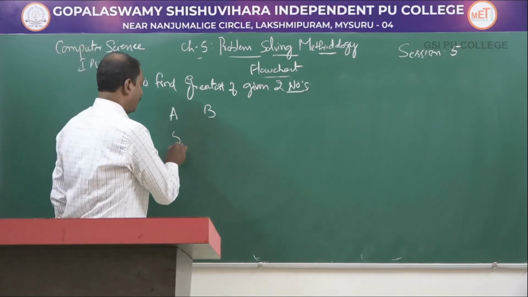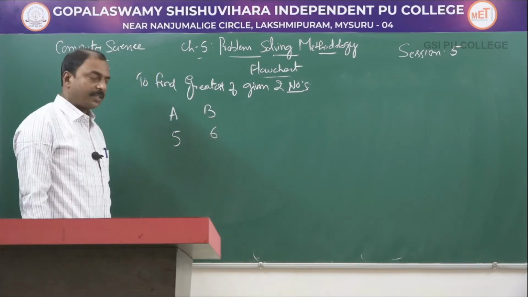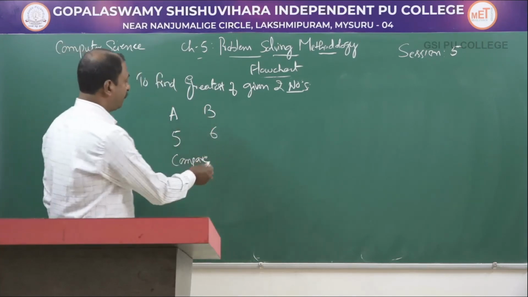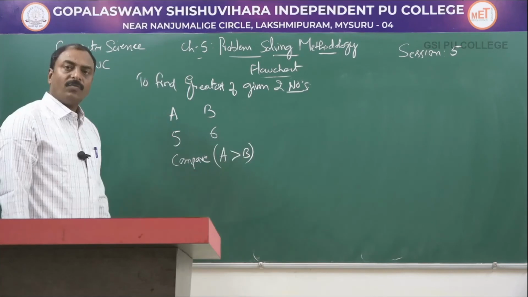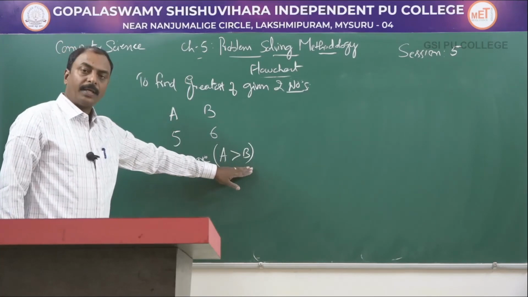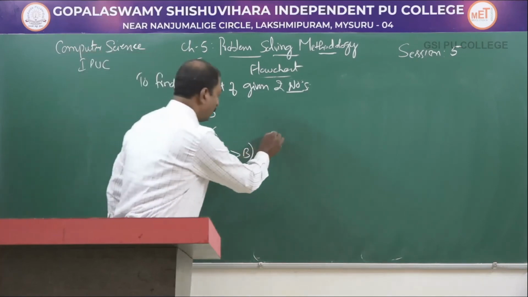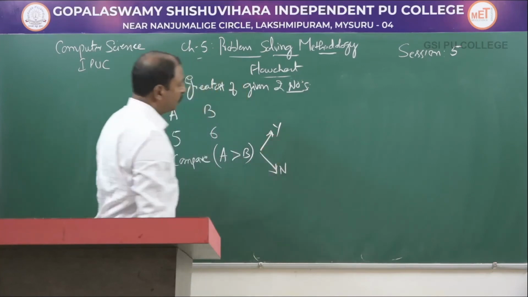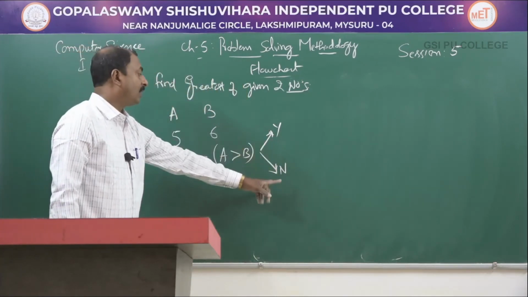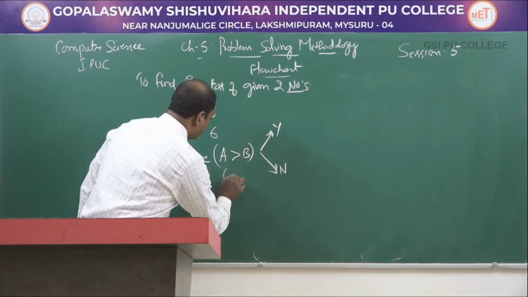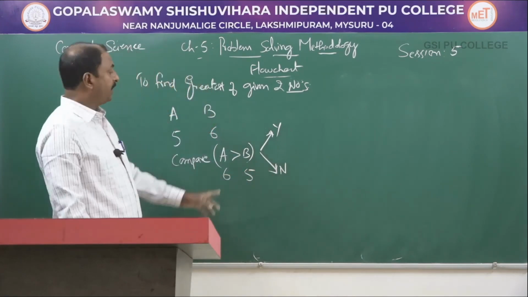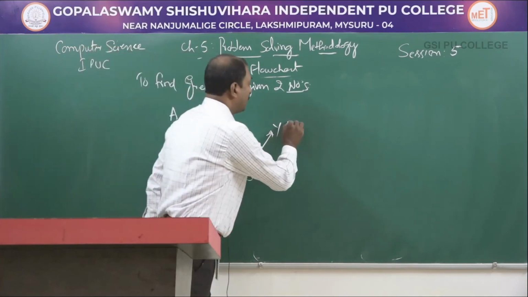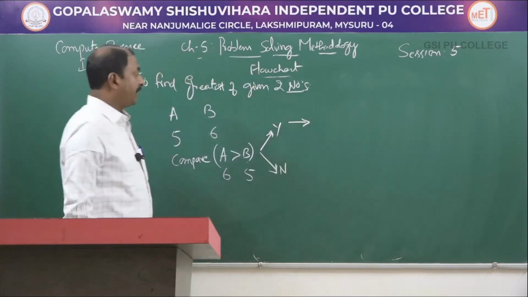Accept the values, for example, 5 and 6. The logic is we have to compare one with another, for example, A greater than B. When you compare two variables here, possibly there are two answers, that is, one is yes and one is no. There are two possible answers, either yes or no. Suppose this is 6 and this is 5. If you compare this, A is greater than B, it is true or it is yes. So we have to take this statement.